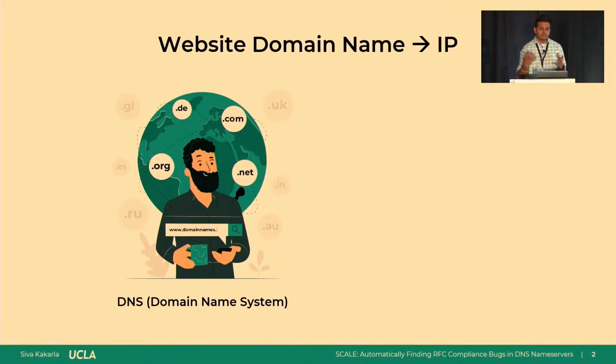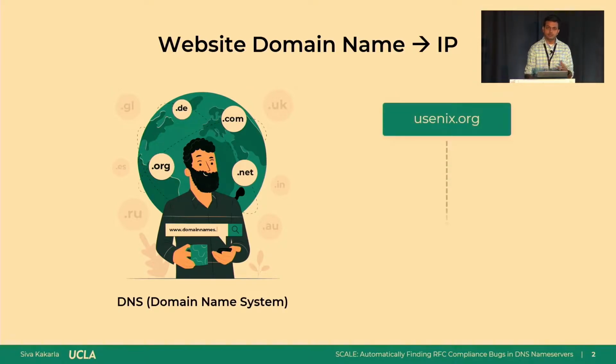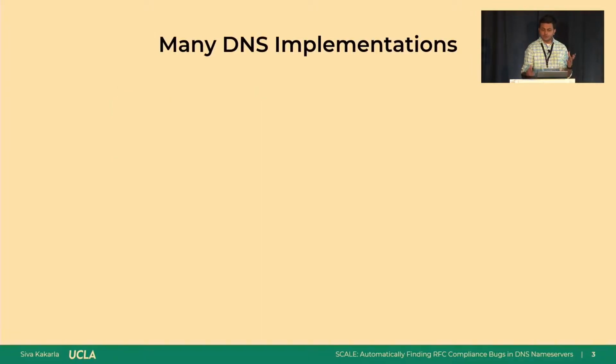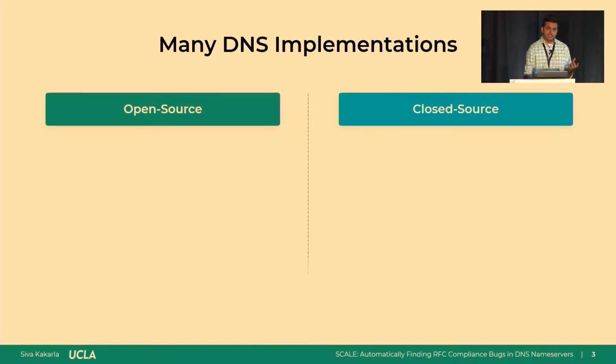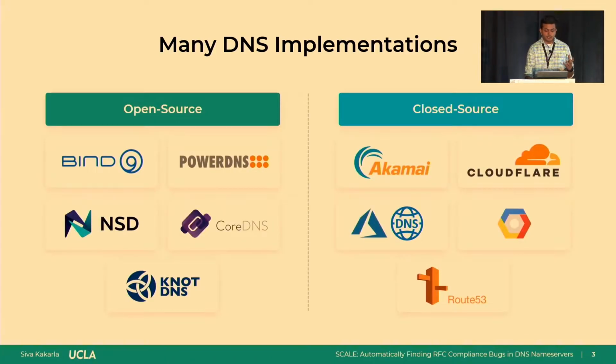The DNS is not something that most people talk about very often, but it is essentially the glue that holds together the internet. DNS provides a way to obtain an IP address for a service or website. For example, say you want to check out the USENIX website, you first need DNS to resolve it to an IP address. There are a lot of DNS implementations out there, understandably for various reasons. Many open source implementations, and each cloud has its own DNS implementation.